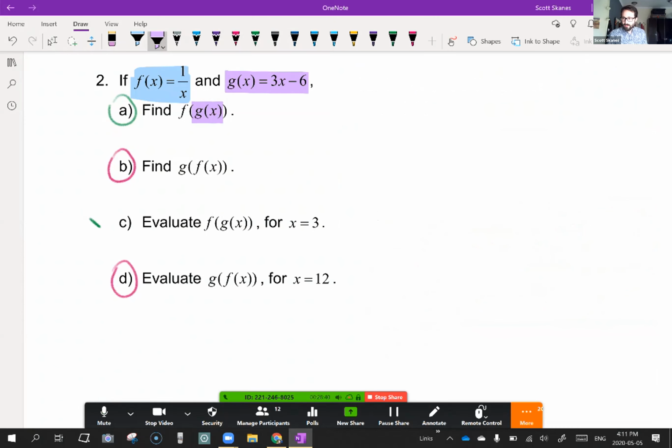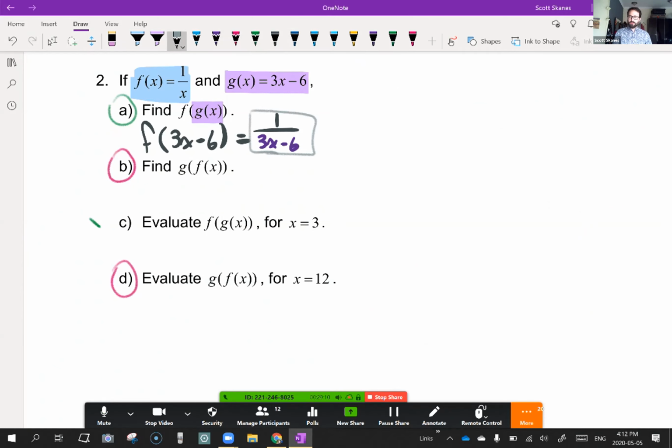So let me finish the question here. We have f of g of x. So really what we're doing is finding the function f, putting 3x minus 6 in every time we see an x. So really what this gives is 1 over 3x minus 6. And this is actually done. There's no more to do in this question. That is our final answer.